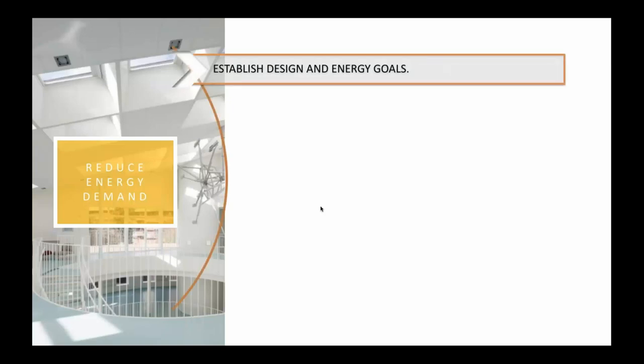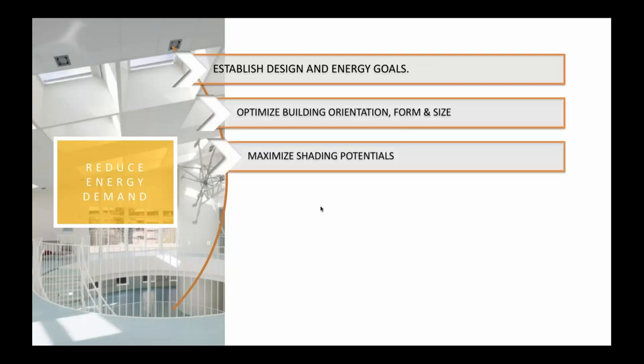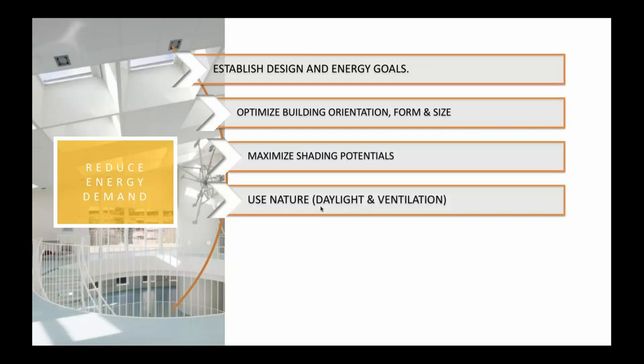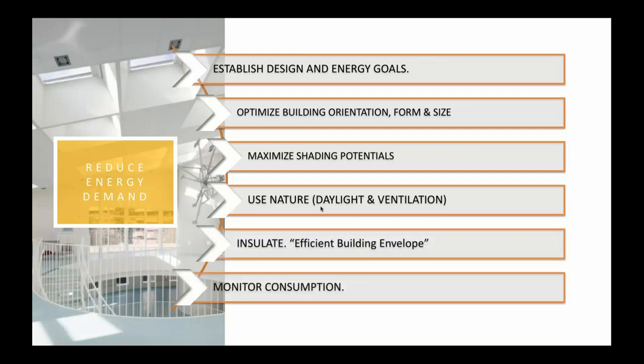So to finalize, just to summarize what we have discussed so far, the techniques to reduce our energy demand in our homes: establish design and energy goals, optimize building orientation, form and size, maximize shading potential, use nature as much as we can by daylight and ventilation, insulate, use efficient building envelope, and finally, monitoring consumption. You need to make sure that you have readings in place, you understand what your consumption is to be able to see if there are any hikes, any leaks that you need to take care of on the spot.